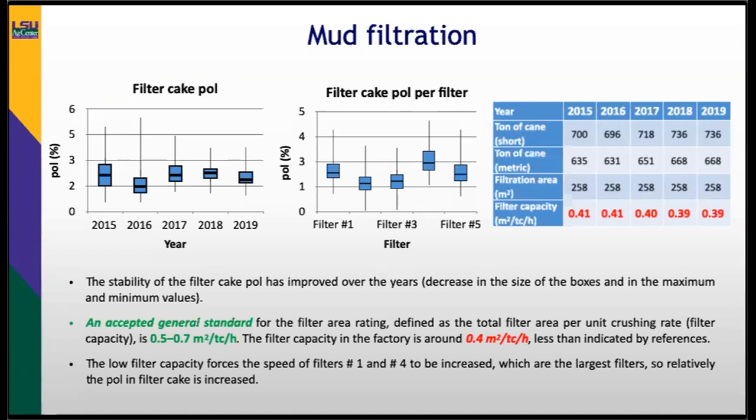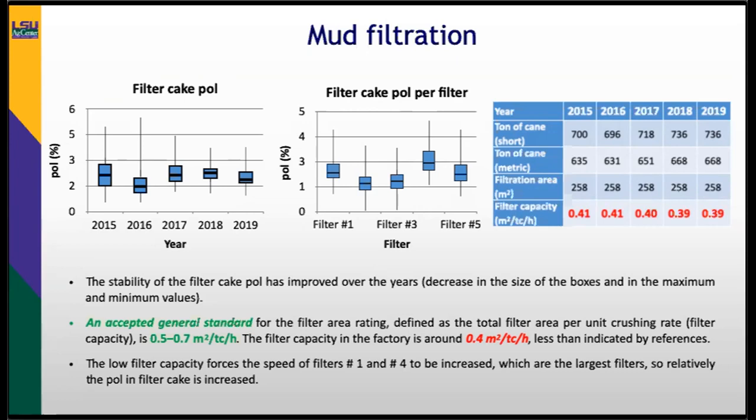If we analyze the capacity of this station, we analyze the square meters per ton of cane per hour. As a general standard, we can say that a factory is going to have a low filter cake pol if this value is between 0.5 to 0.7. That means that the factory has enough capacity to process the mud. In this factory in particular, the capacity is around 0.4, which is below the recommended standard. So this factory knows that they have to work in this area, and they are planning to install a new mud filter to increase the capacity.